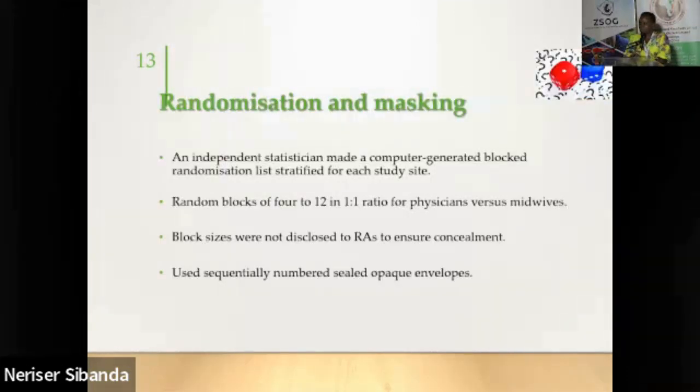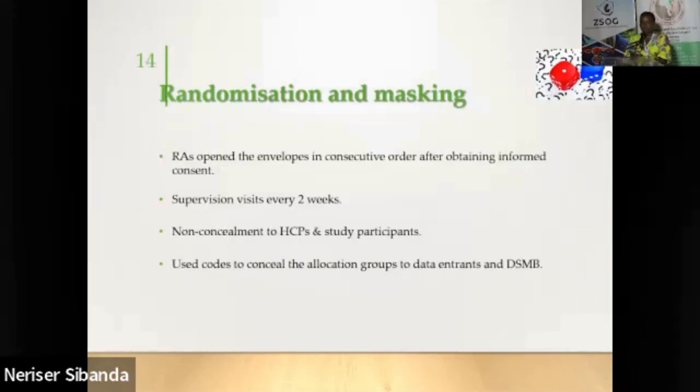So we got an independent statistician who made a computer-generated blocked randomization list, and we had random blocks of 4 to 12, so that the research assistants would not be able to predict who the next arm could be. And then we used sealed, numbered, opaque envelopes.